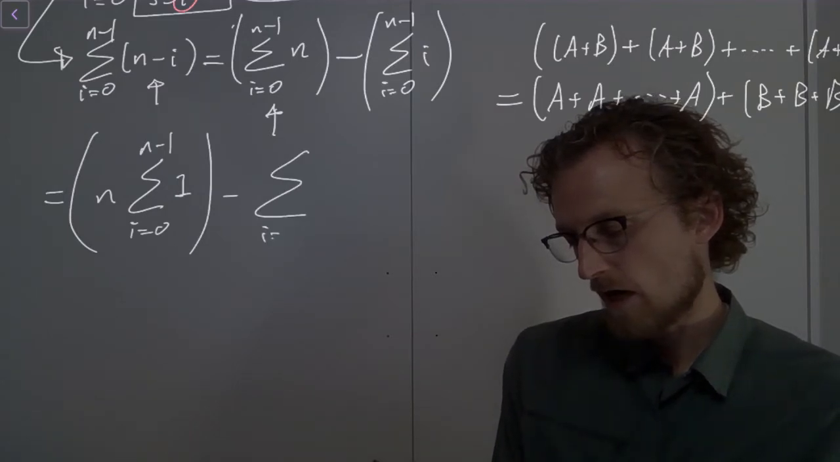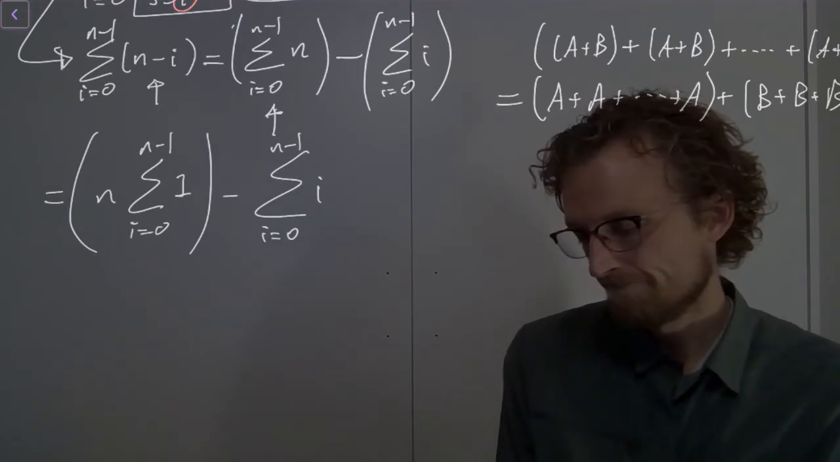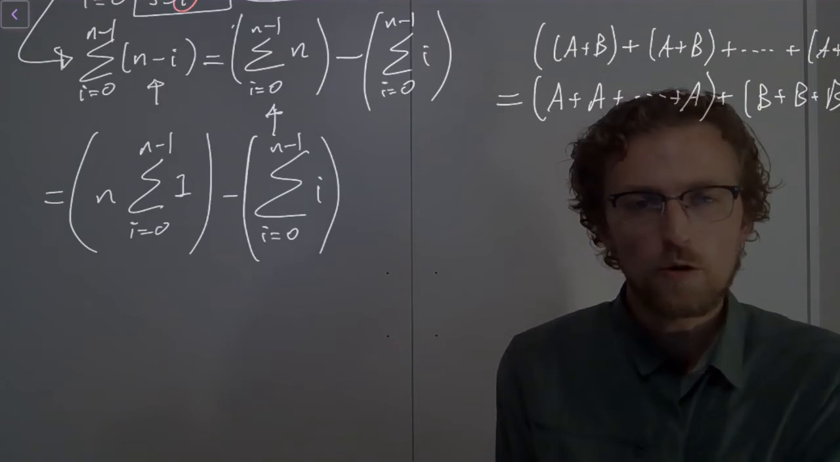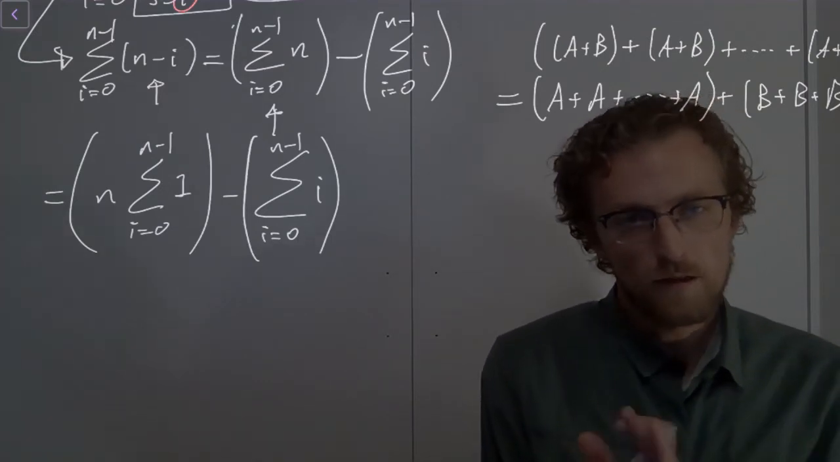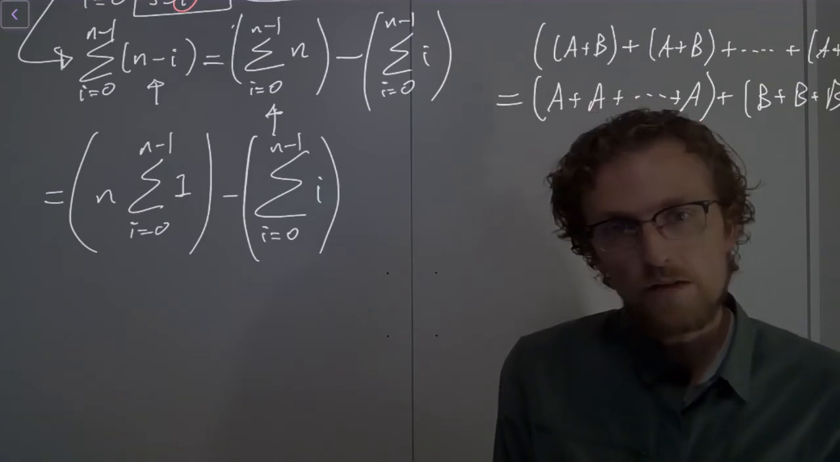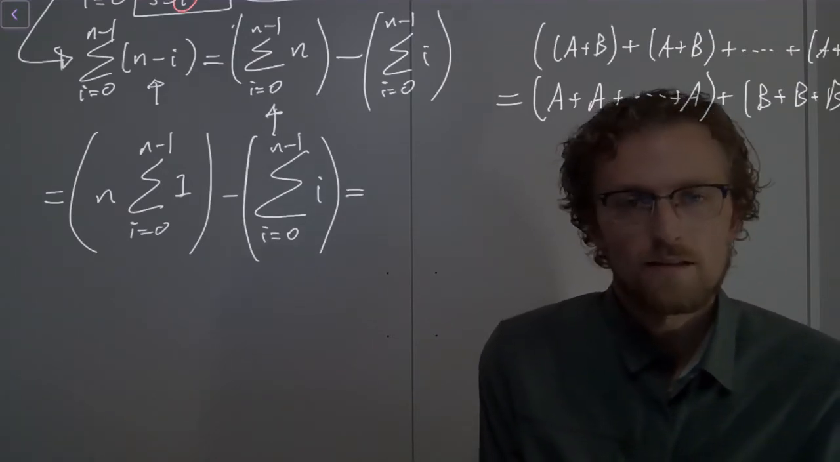So this one is the sum from i equals 0 to n minus 1 of i. I'm going to leave it for a moment. I haven't shown you how to deal with this one yet, so let me save this one for a little bit later. I can finish evaluating the first one though. That's not a problem. So the first one just evaluates to n squared.